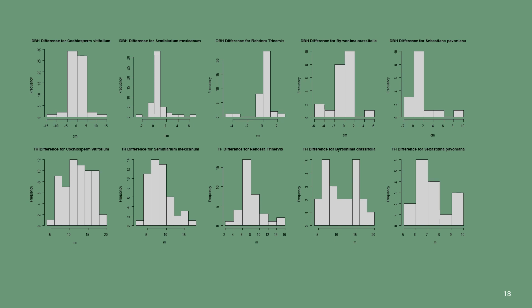And here we have the distributions for the DBH and tree height of all 5 species. So here we can see again that tree height is very inaccurate, with constantly being overestimated by the LiDAR SLAM. Something else that's very interesting is Bursonima crassifolia here is bimodal, which is worth keeping an eye out for.